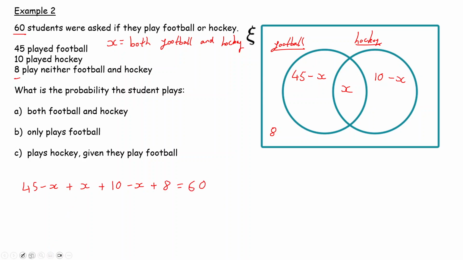And then really, it's just a case of collecting like terms. So we've got what we've got here. We've got a 45, a number, plus 10, plus 8. And then we've also got, change the highlighter to blue, we've got a minus X.